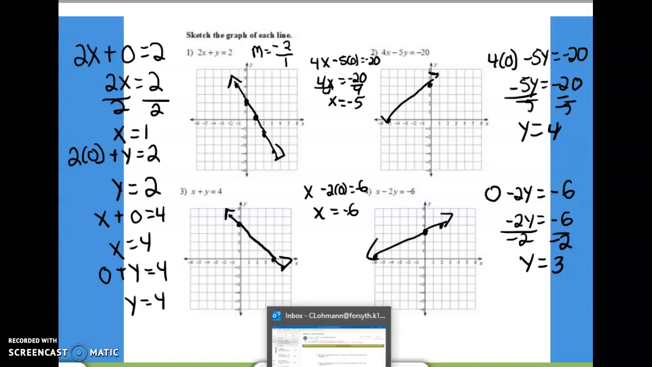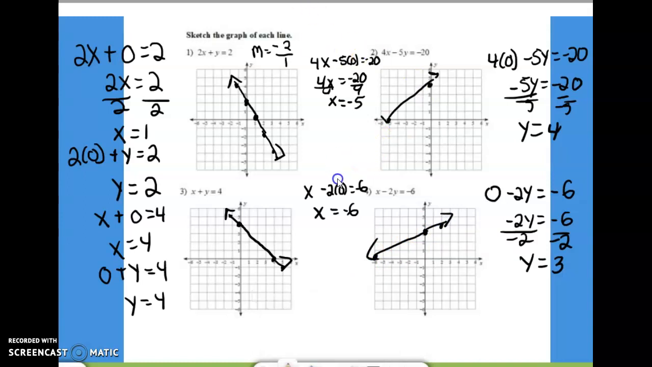Positive slope. I'm done. So again, this was graphing using the intercepts. You notice all our intercepts were nice and pretty. They're not always like that. That's why we have the option of putting them in slope-intercept form if you want to.